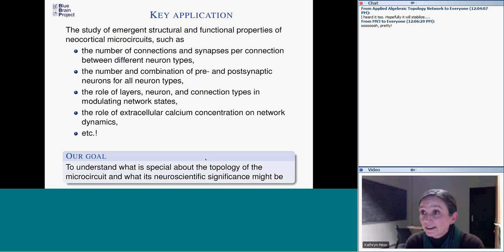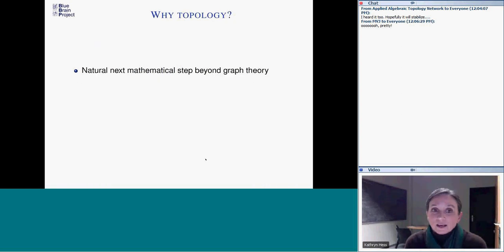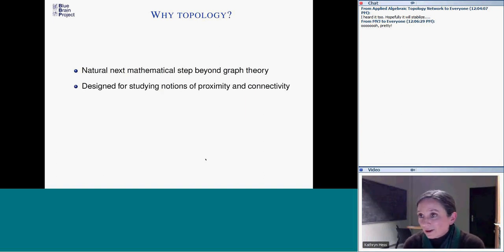So this thing is a directed graph, and we want to, in various ways, associate topology to this directed graph and see whether there's anything interesting going on. Graph theory has already been applied a lot to studying networks in general, and topology is sort of the next step beyond graph theory, and as most of the audience here probably knows, it's of course for notions of proximity and particularly connectivity, which we're very interested in for this network.